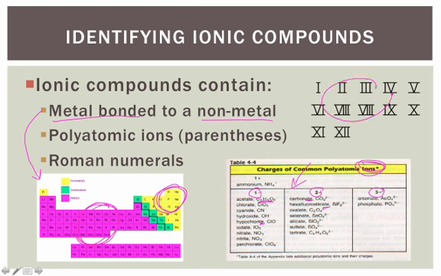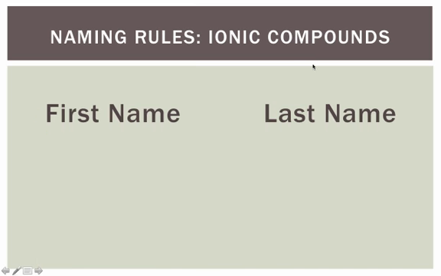Last, and these are easy to spot, if your name contains a Roman numeral in it, like the ones we have listed up here, then you also know you're dealing with an ionic compound. Only ionic substances have Roman numerals in them. All right, with these three things combined, you should be able to identify something as being an ionic compound, either in the formula or in the actual name itself.